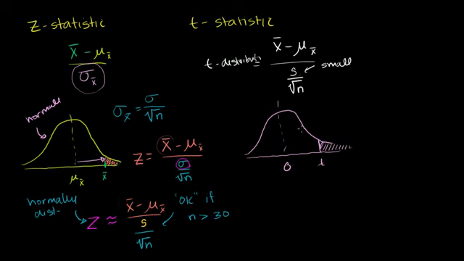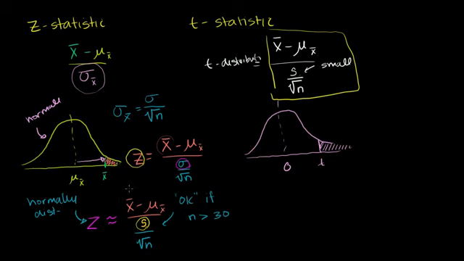And so a very easy rule of thumb is to calculate this quantity either way. If your sample size is more than 30, your sample standard deviation is going to be a good approximator for your population standard deviation. And so this whole thing is going to be approximately normally distributed. And so you can use a z-table to figure out the probability of getting a result at least that extreme.